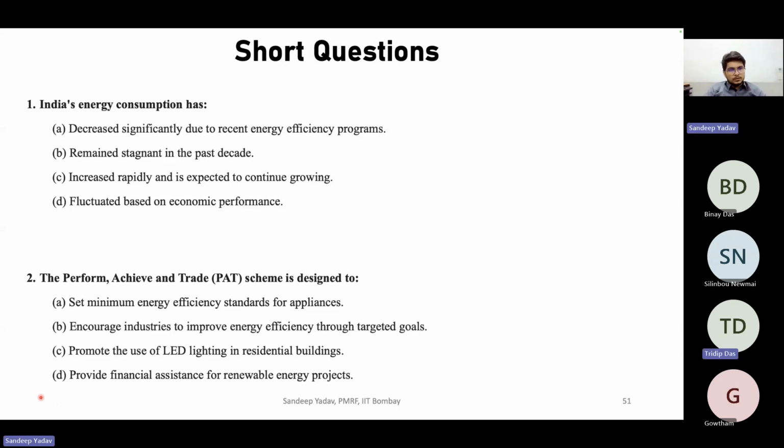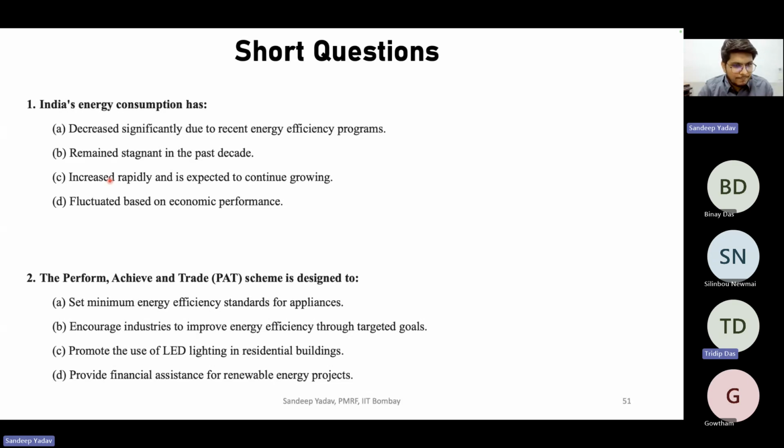Okay. So the answer for this will be increased rapidly and expected to continue growing. That is the motivation for going to the energy efficiency programs, because our demand will be increasing, but to decrease the steepness of the demand, we should apply the energy efficiency measures, so that we can grow rapidly but steadily.